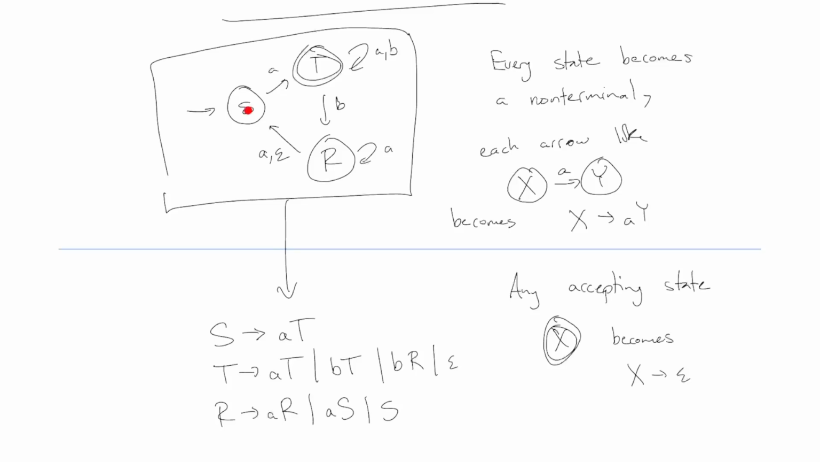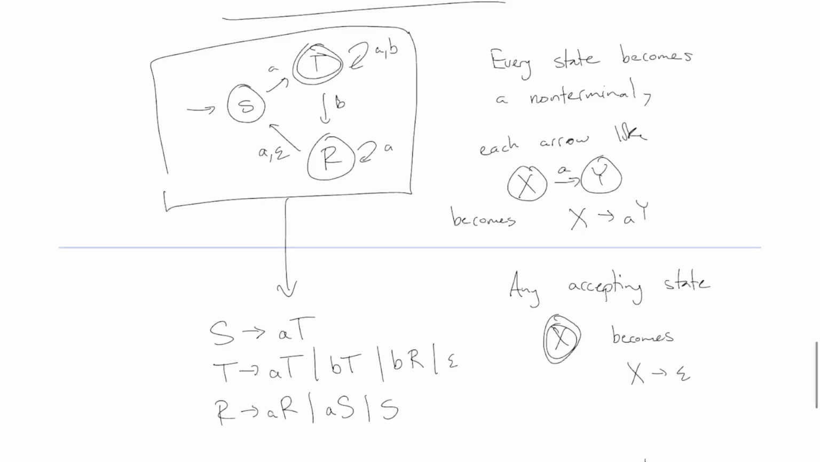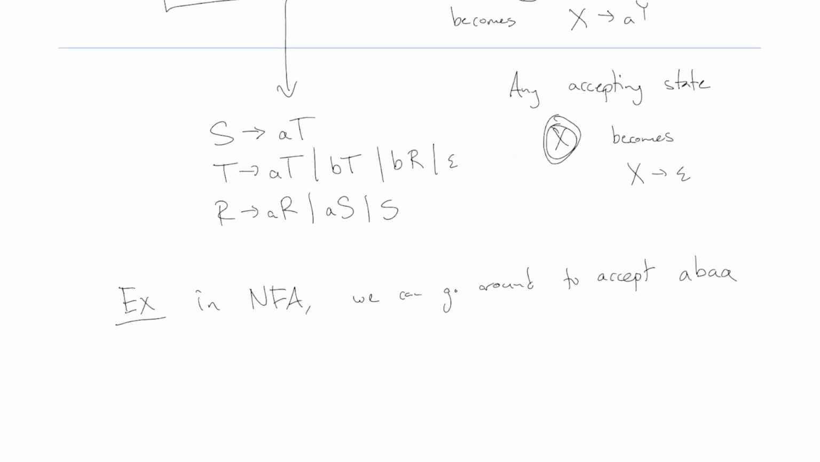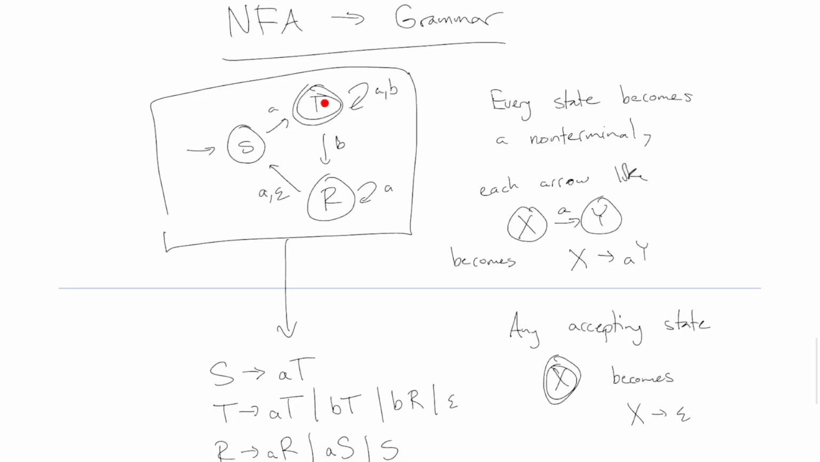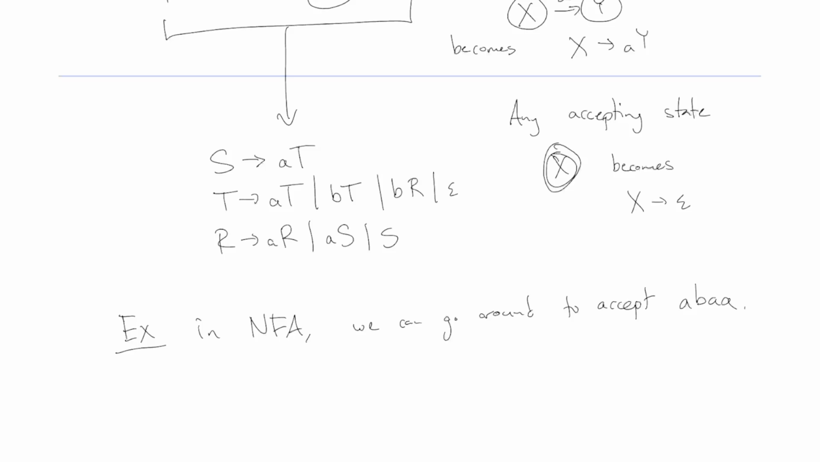So let's consider the string where you go all the way around the circle, A, B, A. In the NFA, we can go around to accept A, B, A. It goes from here to T, then R, then S, then T again. Check it out. We can follow the same arrows to make a grammar derivation.